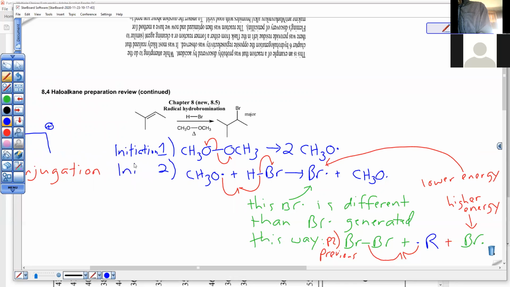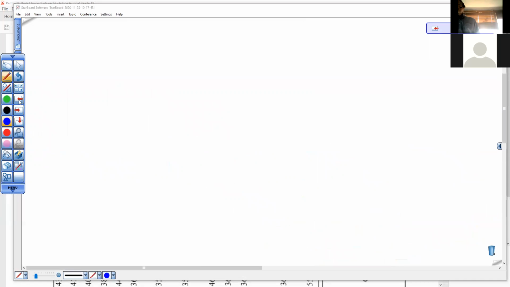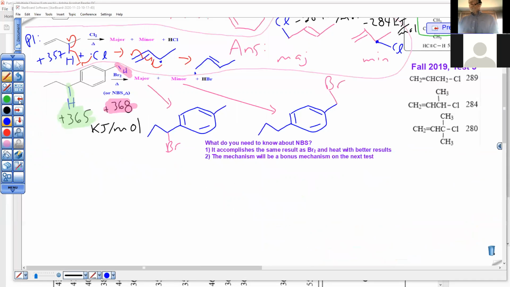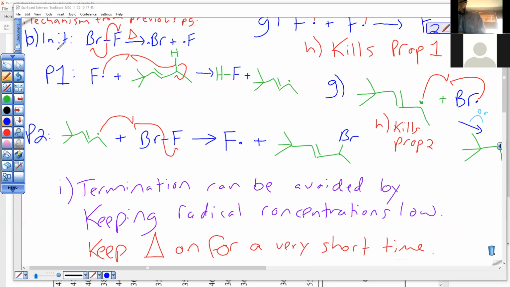And just for space, I'm going to call this init 2. Remember, before we had 1 initiation step, and that was our big mechanism. There's our initiation here, and there was only 1 of them, so we just called it an initiation.